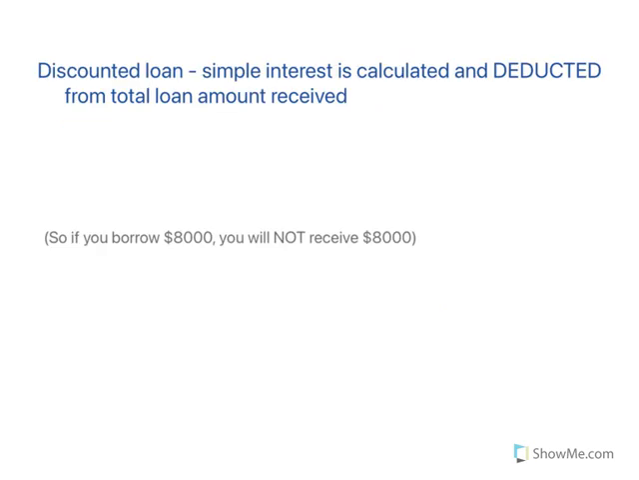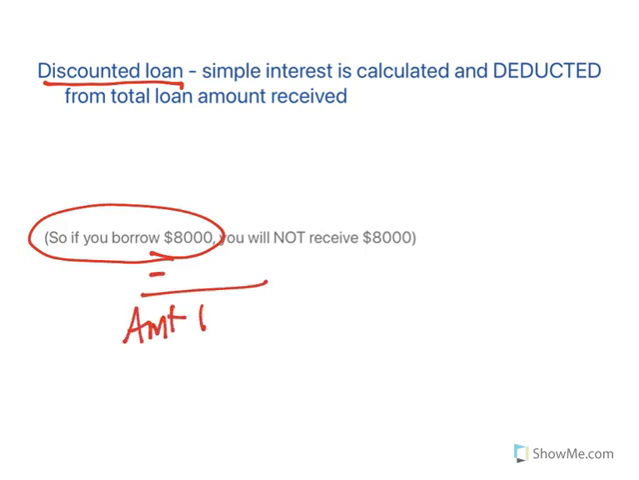So a discounted loan, it's a simple interest loan that's calculated. Okay, so you calculate the simple interest and you deduct the interest from the total amount received. Basically meaning if you go and you say, I would like to borrow $8,000, well, you're not going to receive $8,000. They're going to calculate how much interest you owe, subtract it from that, and that's the amount you will receive. So you're going to pay back $8,000, but you're not going to receive $8,000, right?